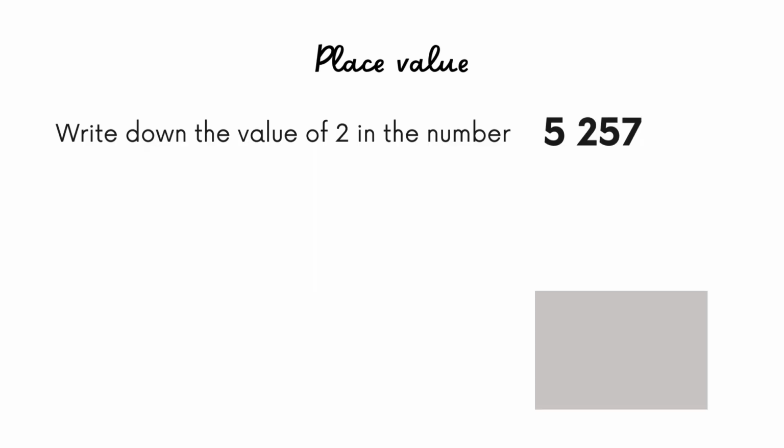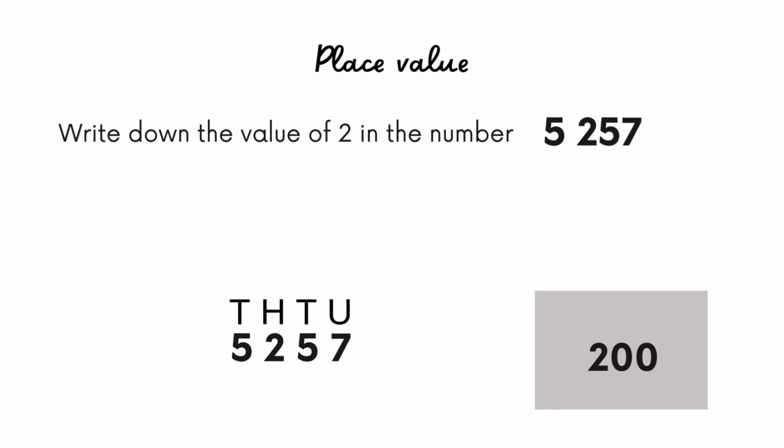So let's take a look at some examples. Write down the value of 2 in the number 5,257. So what is the value of 2 in this number? Now this is how it goes. With 5,257, the 5 goes under the thousands, the 2 goes under the hundreds, the second 5 goes under the tens, and then the 7 goes under the unit. So to get the value of 2, we check where the 2 is placed, and the 2 is placed under the hundreds. So the value of 2 in 5,257 is 200.